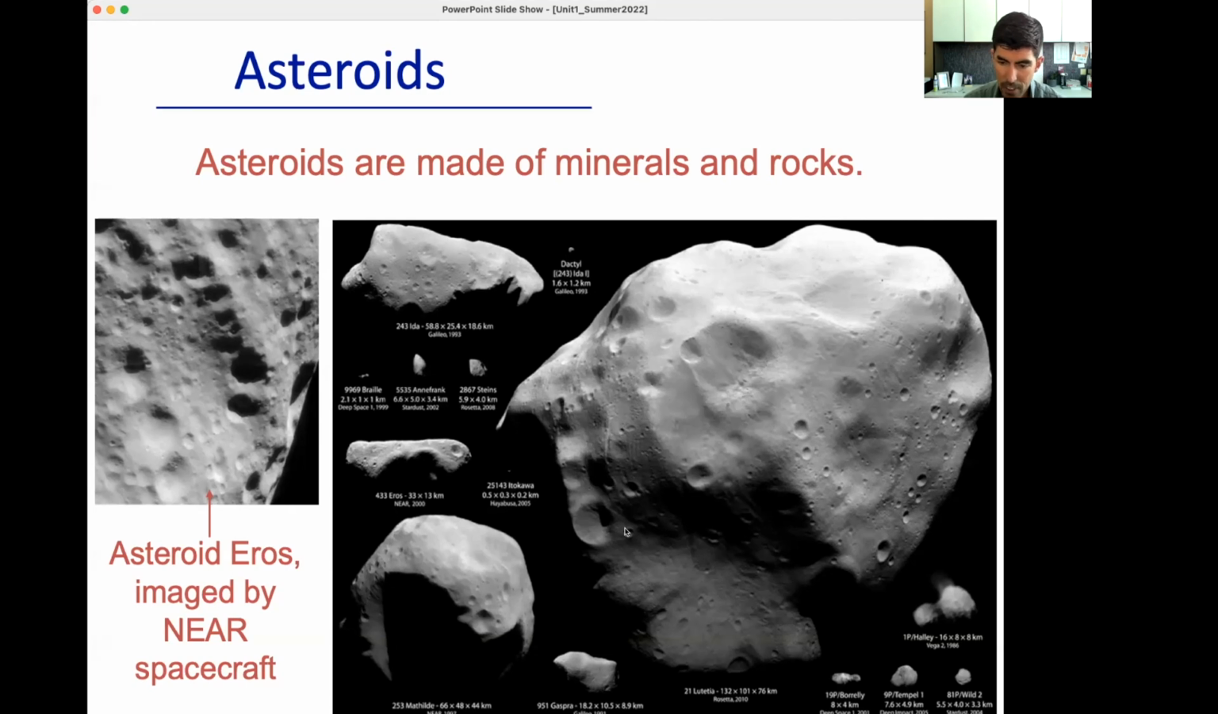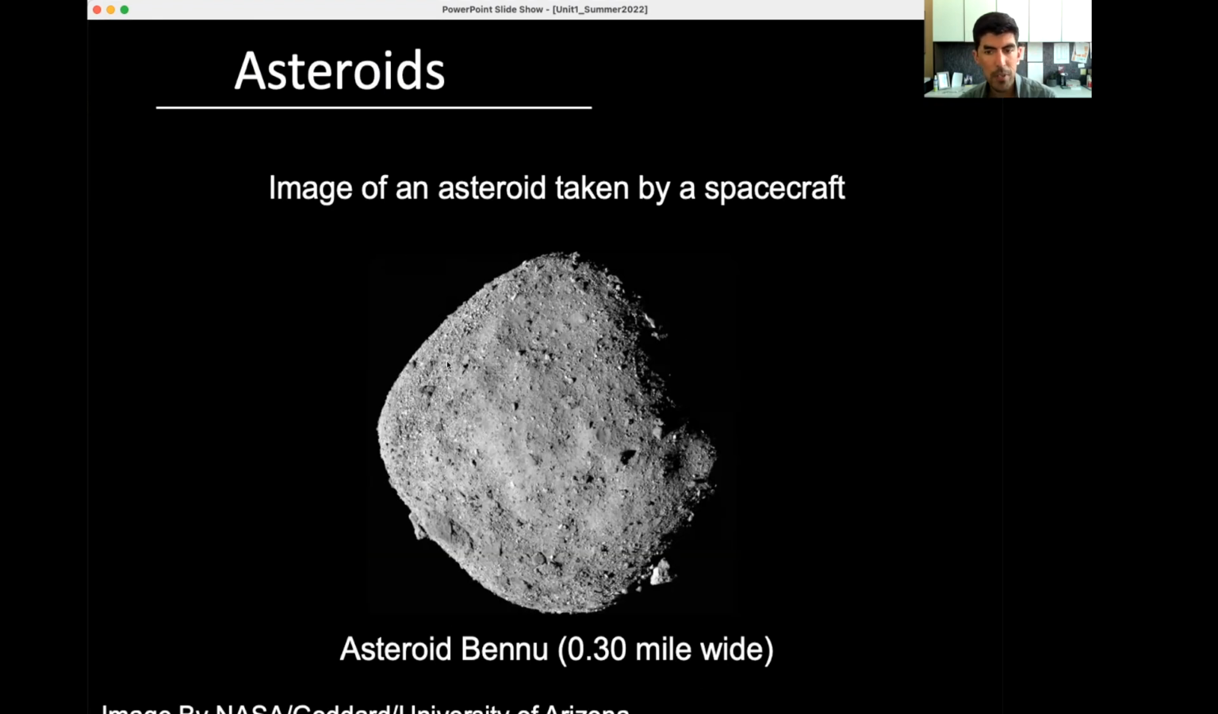And so you can see here that they can be really large, on the order of several or dozens or hundreds of kilometers wide, to being relatively small, less than 1 kilometer wide. We've sent spacecraft to see these various objects, and we can see that they have also experienced impact craters just like the planets. Here's a picture of the asteroid Bennu. We have sent a spacecraft to Bennu. It has gathered samples and it is on its way back.